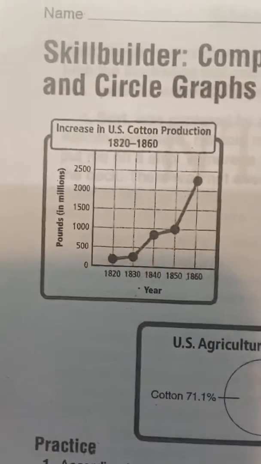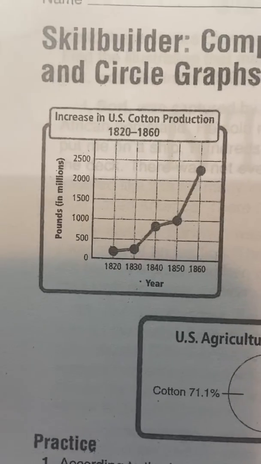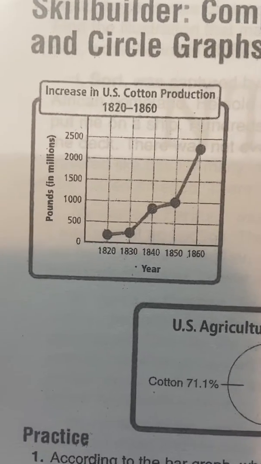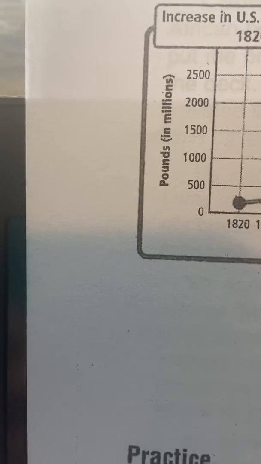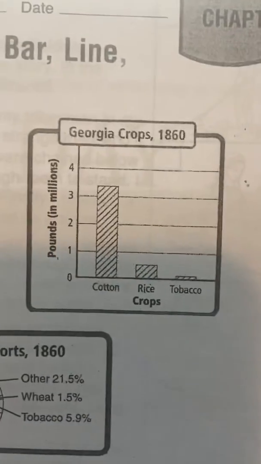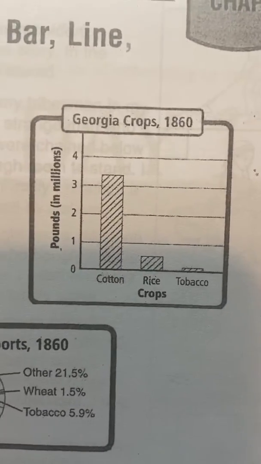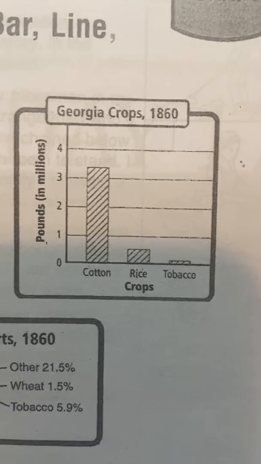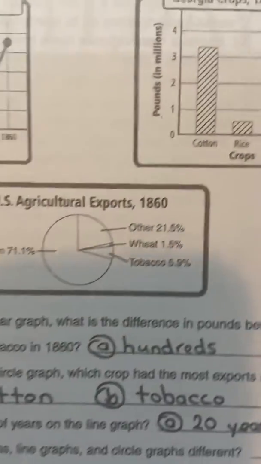So here is a line graph. It shows an increase in cotton from 1820 to 1860. On the sides, that's how many pounds in millions, and then down at the bottom are the years. Here's Georgia crops for 1860. You have pounds on the side, and the type of crop at the bottom: cotton, rice, tobacco.